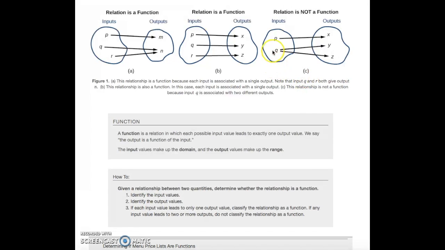So let's just see why. The input P, yes, that is associated to just one output. However, Q is associated to two outputs, and that violates the definition of a function. So just remember, for a function, we need one input to correspond to exactly one output. This Q corresponds to two outputs, thus violating the definition of a function.